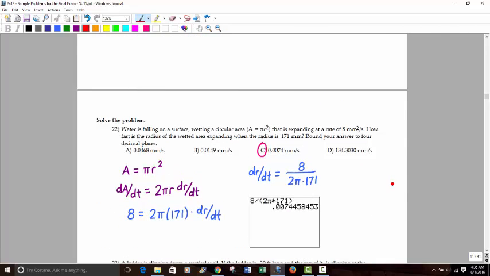22 is a related rate problem, and that's a little bit different. This time, every time we differentiate any variable, we put d something dt here. Okay, circular area equals pi r squared. The first thing I'm going to do is get what's called the related rate equation. That means taking the derivative, then we'll decide what we're solving for.